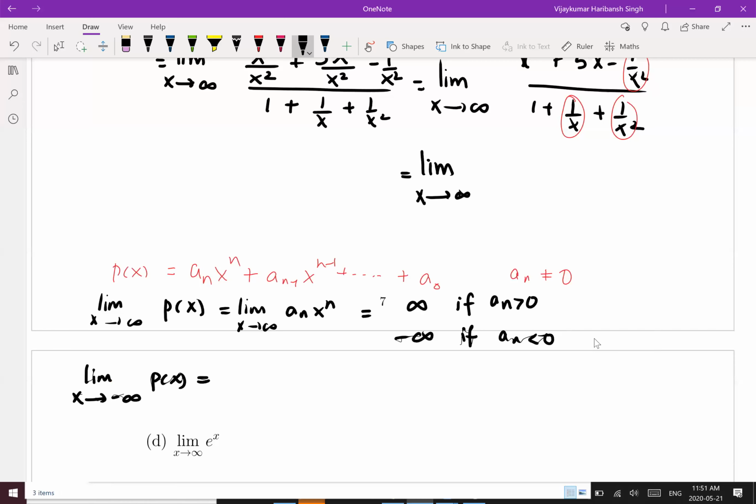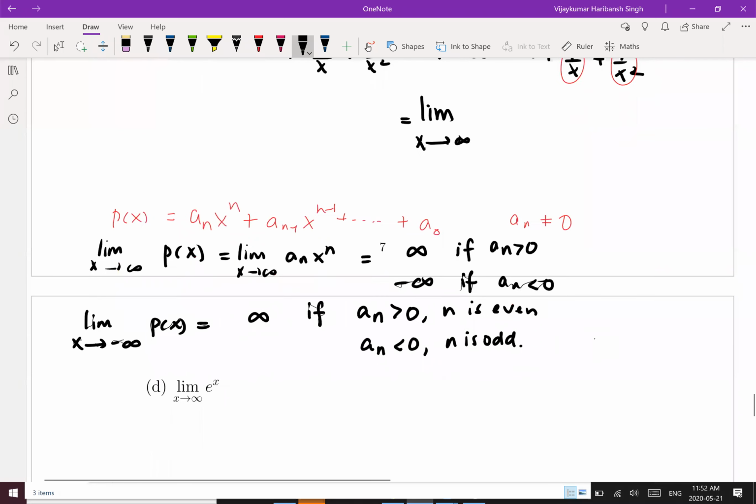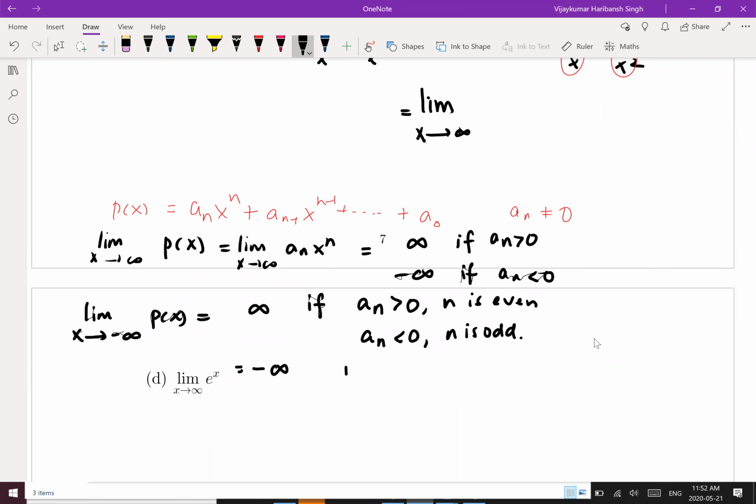In this case, this is infinity if an is greater than 0 and n is even, meaning the leading power, the highest power or the degree, is even. It will also be the case if an is less than 0 and n is odd. And it's going to be negative infinity if n is even but an is negative, or if n is odd and an is greater than 0.